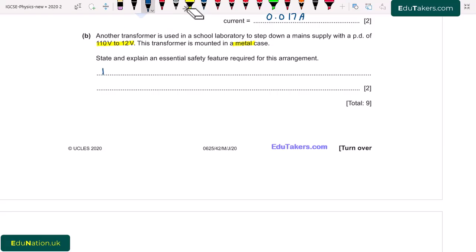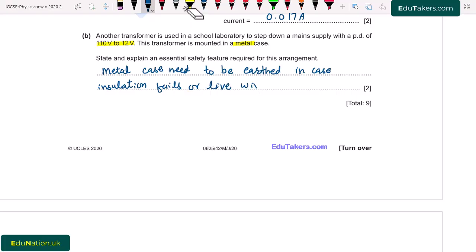So I'm writing here: metal case needs to be earthed in case insulation fails or live wire touches case.